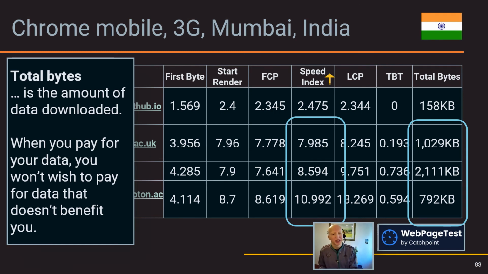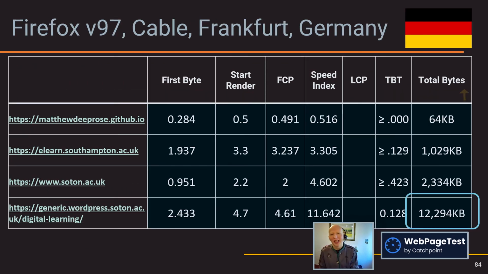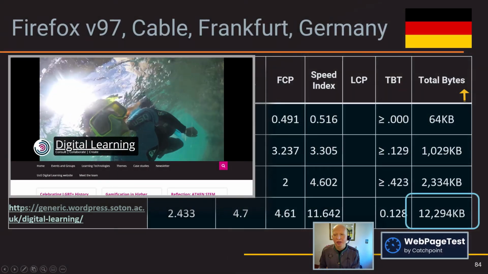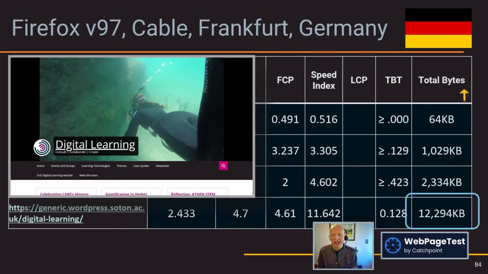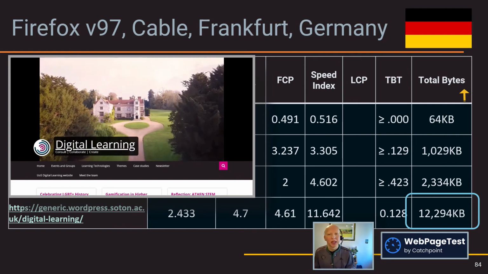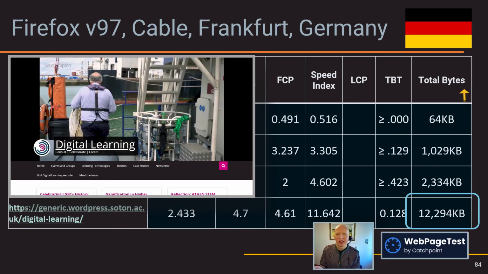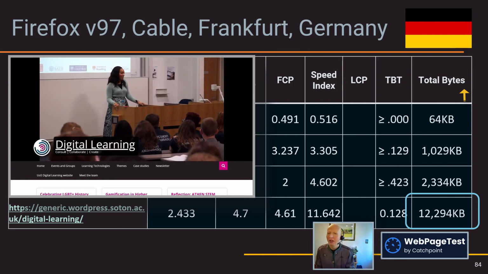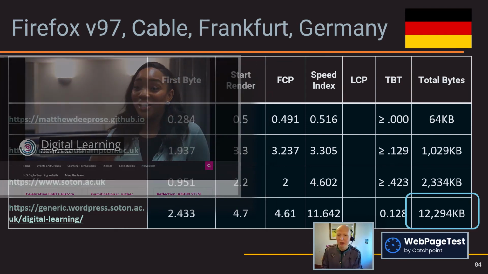When you pay for your data, you don't want to be paying for things that aren't going to be giving you value. Now, from a sustainability point of view, it's worth paying attention to how much content is downloaded to users. Some might be on a metered connection. And the reason why this number is so high on this site, the Digital Learning blog, is that there's an auto-playing YouTube video at the beginning. So we've already downloaded 12 megabytes in the time that web page test has initiated and completed testing of that page. Quite a lot of data, particularly if you're paying for it byte by byte.